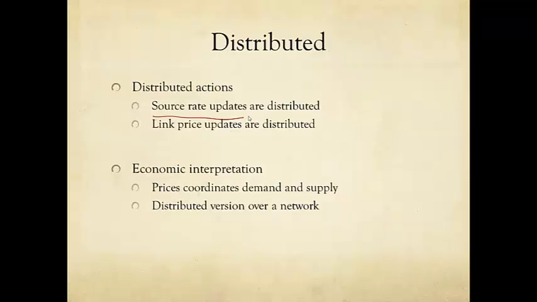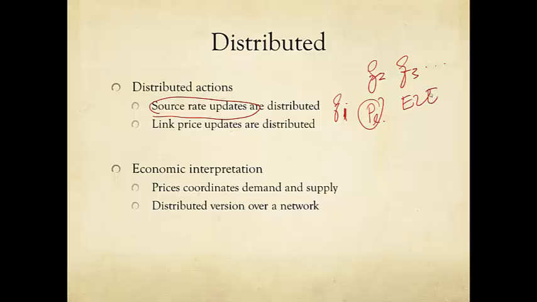Now, the source rate updates are very distributed. All you need to know is, as a source i, your own path price, Qi. Not only you don't need to know the other sources. So you are source 1, you don't need to know Q2, Q3, and so on. In fact, you don't even need to know the individual link prices along the links used by yourself. You only need to know the end-to-end path price.